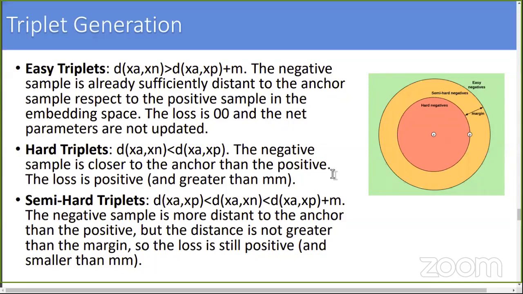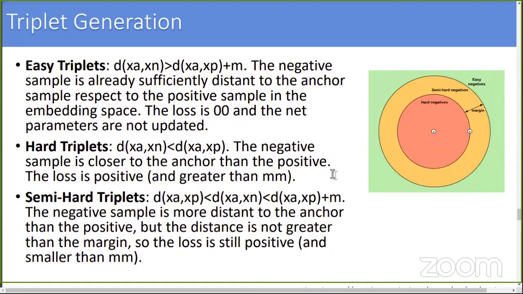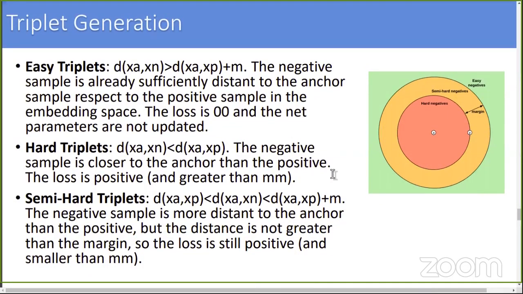Another reason would be that the hardest triplets will sometimes correspond to noise. So we don't want to train your network on outliers, right?